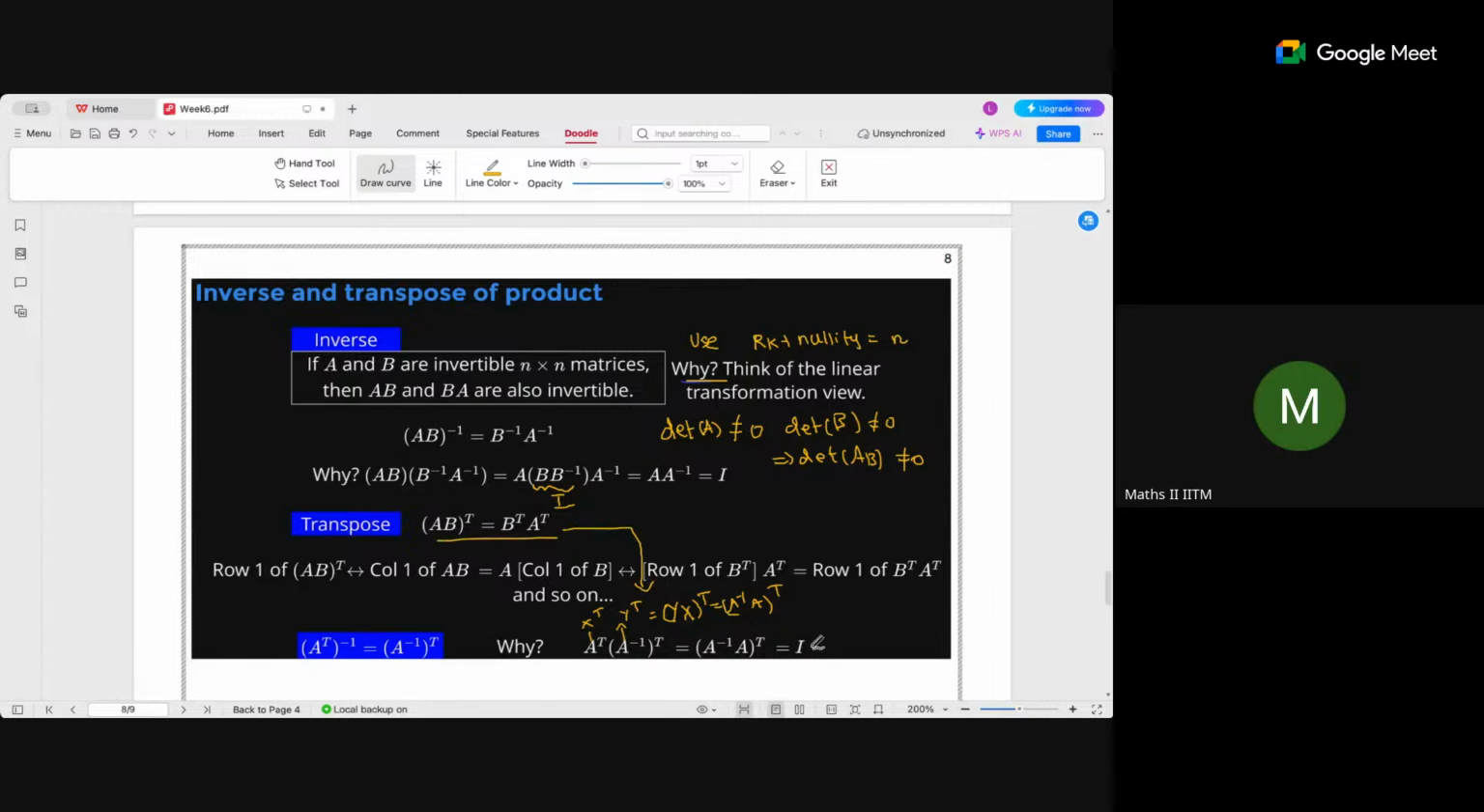Okay. So what are the formulas mainly we need to remember here? (AB) whole inverse is equal to B inverse A inverse. (AB) whole transpose is equal to B transpose A transpose. And (A transpose) whole inverse is equal to (A inverse) whole transpose. So these are the three important formulas we need to remember from here.